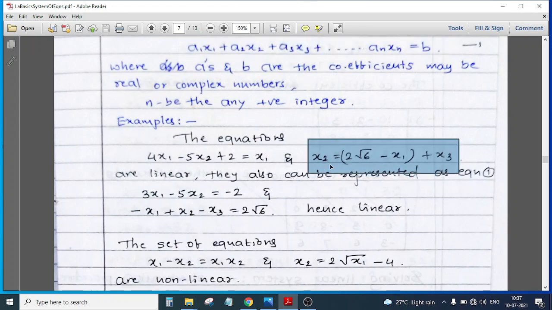So it is nothing but x2 is equal to, in the bracket, 2 into square root of 6 minus x1 plus x3. Now what is happening here, friends? x2 is on the LHS, and x1 and x3 are on the RHS. So as per the definition, it should be all our x terms with their coefficients on one hand side, and all our constants must be on the other hand side. So let us try to do it now.